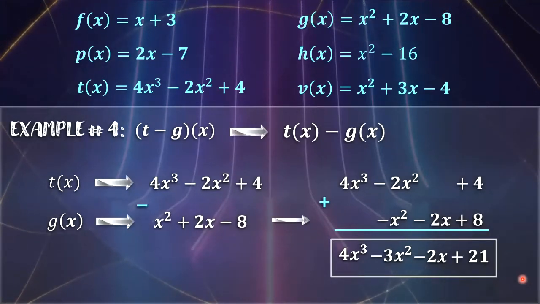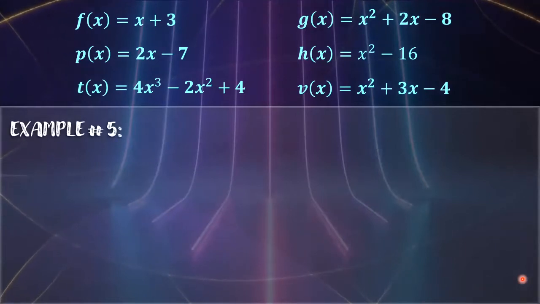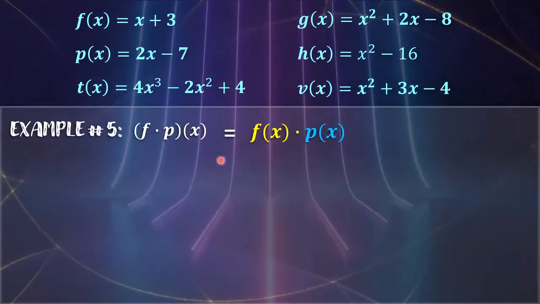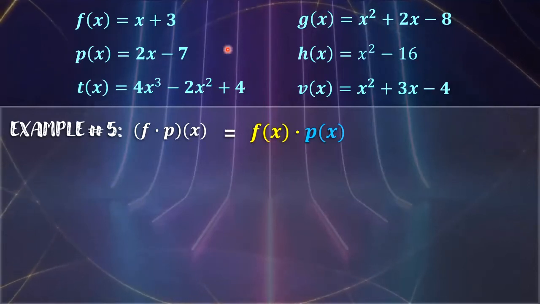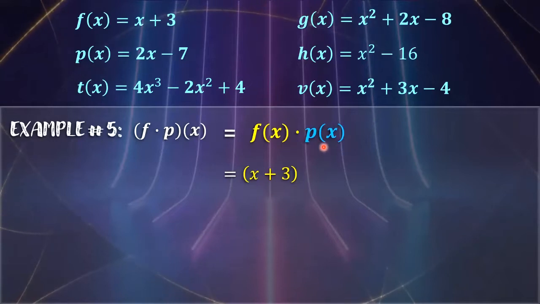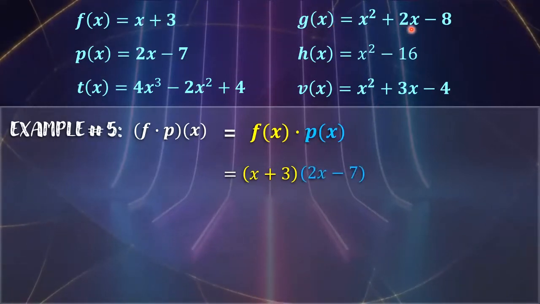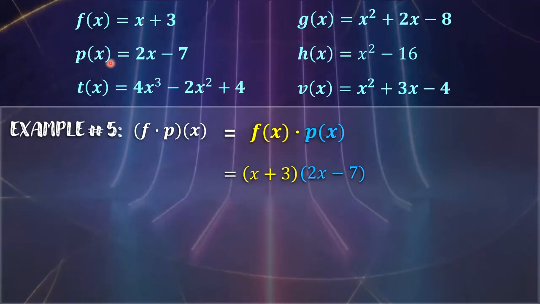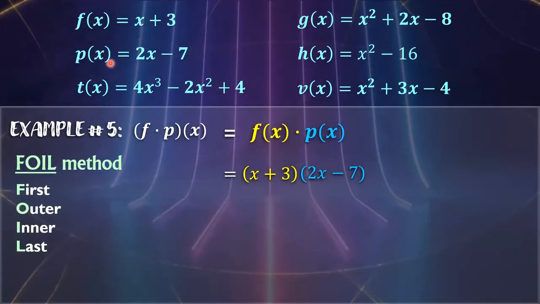Example number 5, we are asked to solve for the product of f of x and p of x. Substitute the value of f of x. We have x plus 3 times the value of p of x, which is 2x minus 7. Next process would be the FOIL method: first, outer, inner, and last.